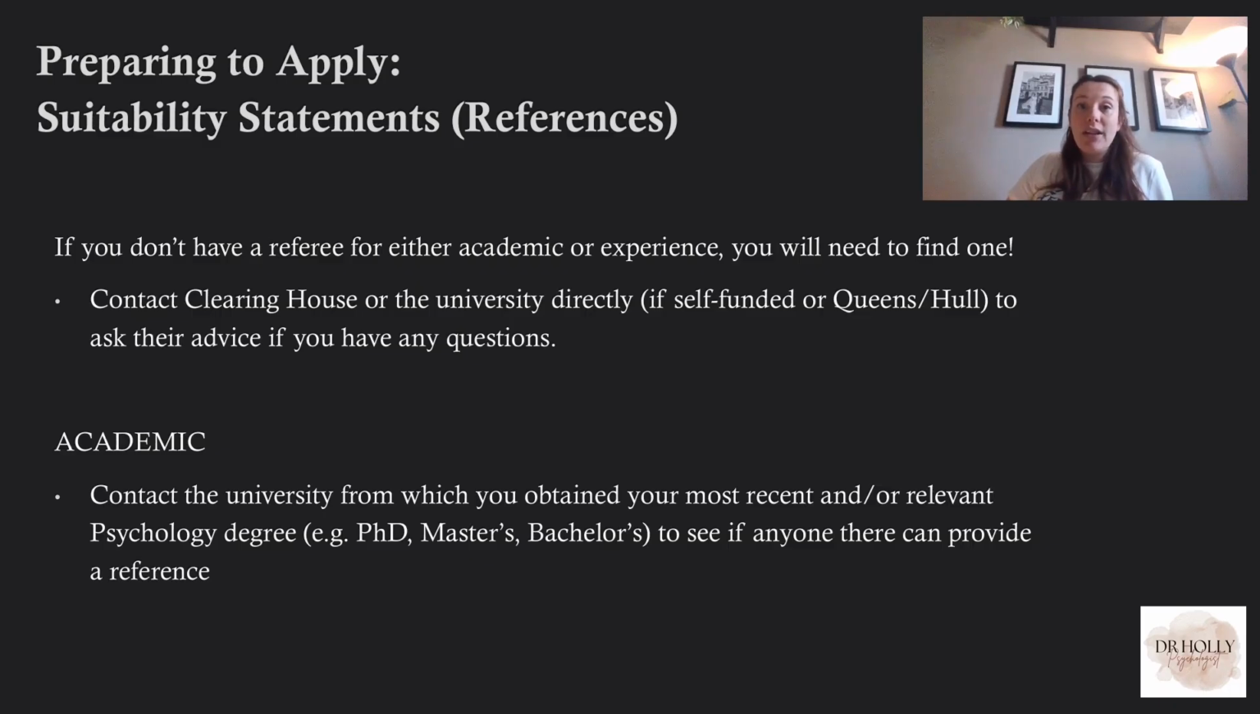If you don't have a reference and you're coming to submit your application, it's almost too late. So you need to find that referee ASAP. So start emailing. If you have any questions about references or suitability statements, contact Clearinghouse or the university directly to ask their advice. One of the things that you do on the application is put in your referee's details, and then the reference request is emailed to them directly. You don't have to have that on your application before you submit it. Ideally you should, but usually the referees have until about January to get them in. But it's much better to have a fully completed application.